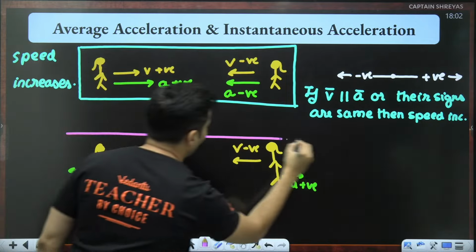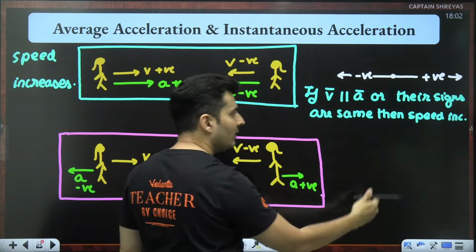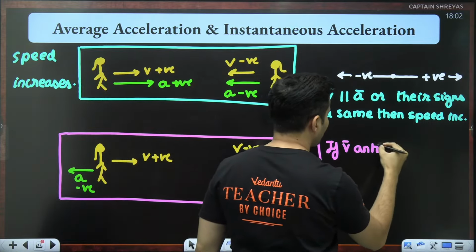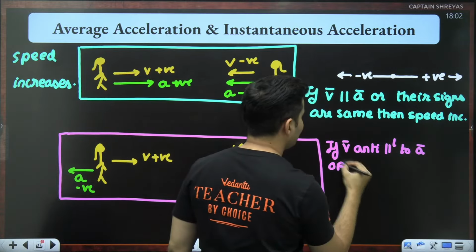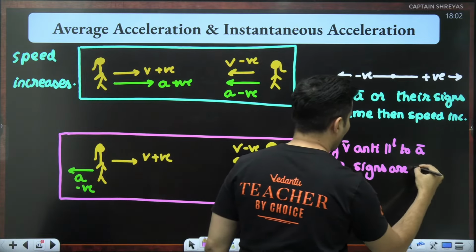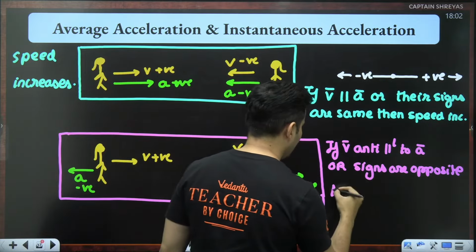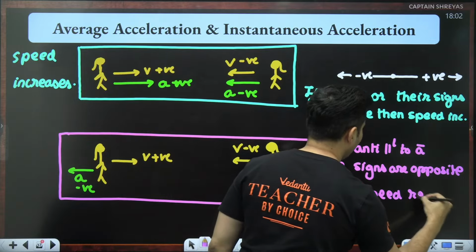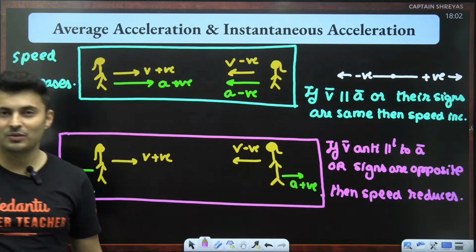Hence, in both these scenarios, the speed decreases. If v is anti-parallel to a, or I can just say their signs are opposite, then what will happen? The speed reduces. That is what it means.